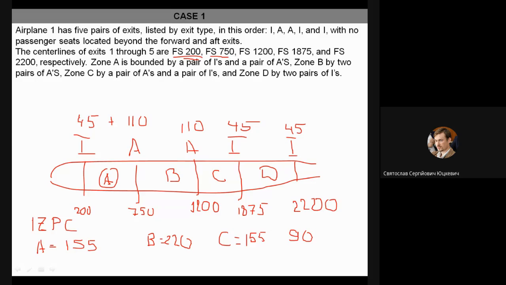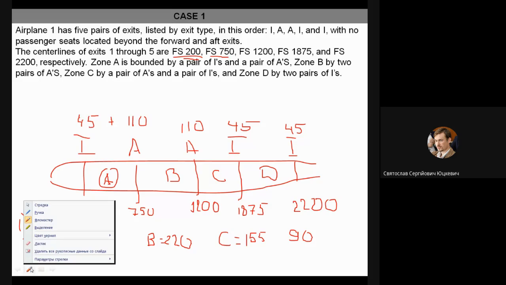Then, next step, we need to determine secondary zone passenger capacity from nose to tail and from tail to nose. So what does it mean? We make a combination of these different zones. So it was the first step.